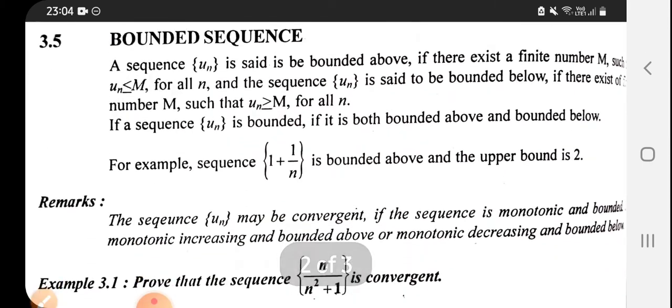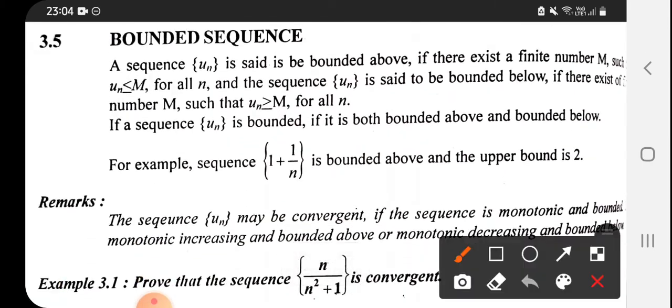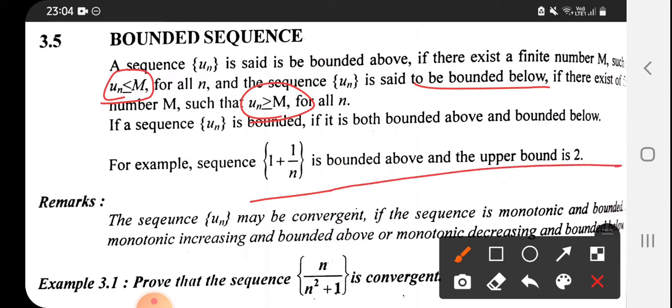Bounded sequence. If all terms of the sequence are lesser than some finite value, this is called a bounded above sequence. And if all the terms of the sequence are greater than some fixed value m, this is called a bounded below sequence. 1 plus 1 upon n is bounded above. Here the upper bound is 2. That means all the terms are lesser than or equal to 2.